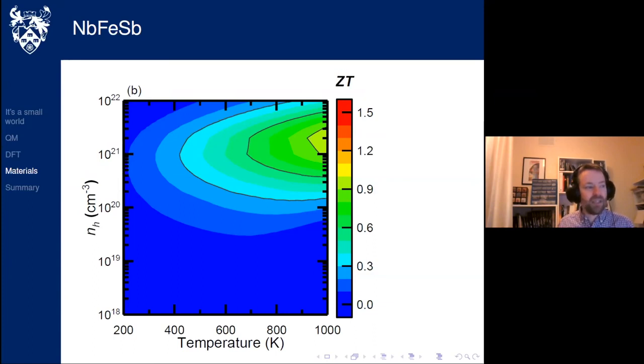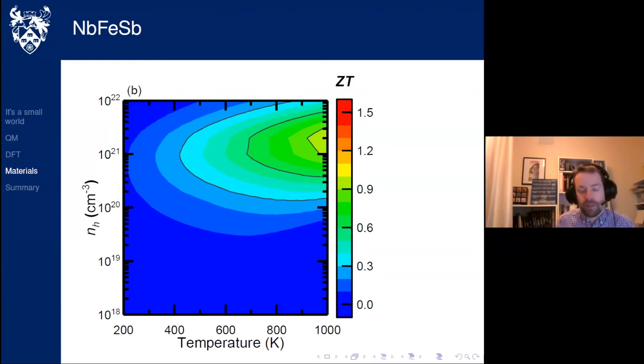And then in the colors, you can see what ZT it has, everywhere from basically nothing through to the sort of medium blues, which is what's readily available commercially, to the sort of light greens, which is the good commercial materials. And you can see here that at high temperatures, about 1,000 Kelvin, and the higher doping concentrations, we're getting a ZT of about 1. So this material should be about twice as good as standard good thermoelectric materials.